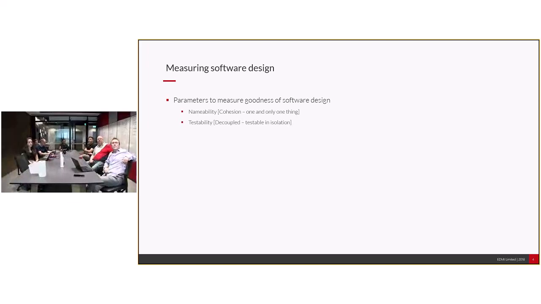The great test for this is testability. If a test is failing, is the failure due to the system under test, or is it due to one of its dependencies? If it is testable, you can assume that it's decoupled.